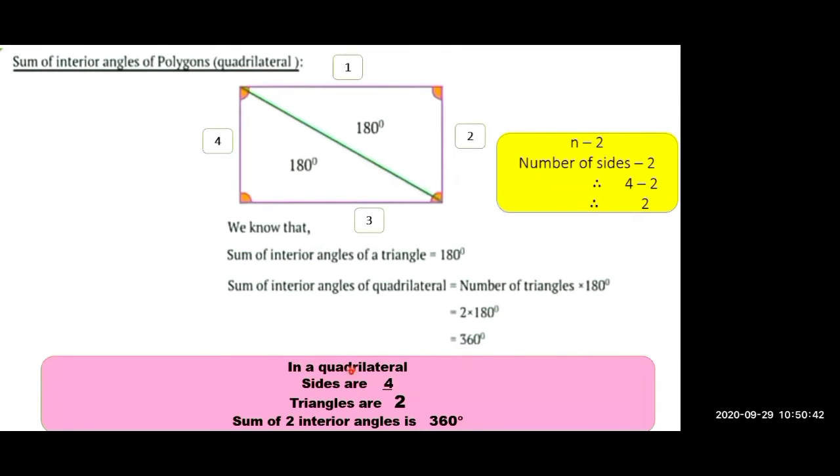So we can say that in a quadrilateral, sides are 4, triangles are 2 and sum of interior angles is 360 degrees. Okay, you have to remember this formula, n minus 2, number of sides minus 2. Then we will get the number of triangles of that polygon.